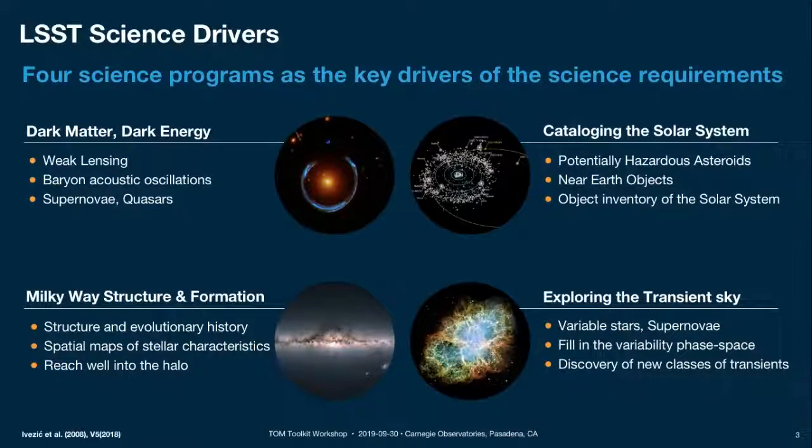And then finally exploring the transient sky. Since LSST can observe the same place in the sky many, many times over its lifetime, we'll be able to produce an immense catalog of variability, both familiar type objects, variable stars, explosive variables like supernovae, and explore parts of the variability phase space that have been difficult to cover before.